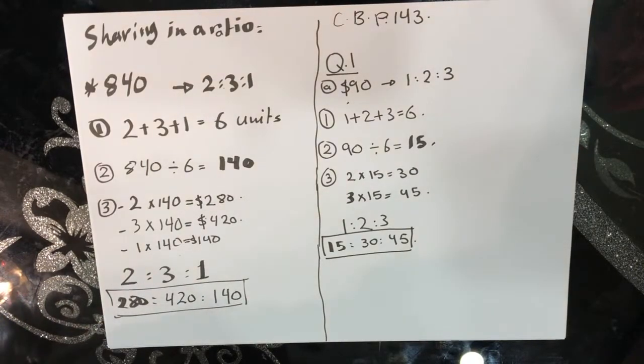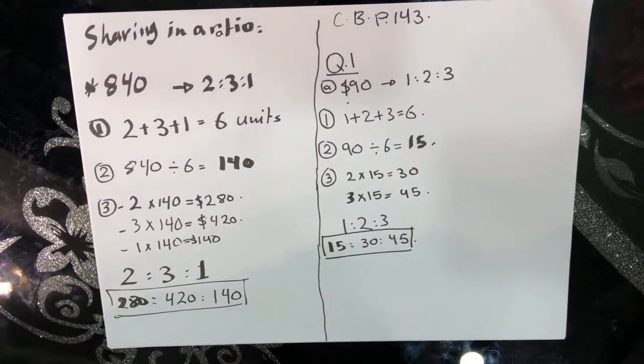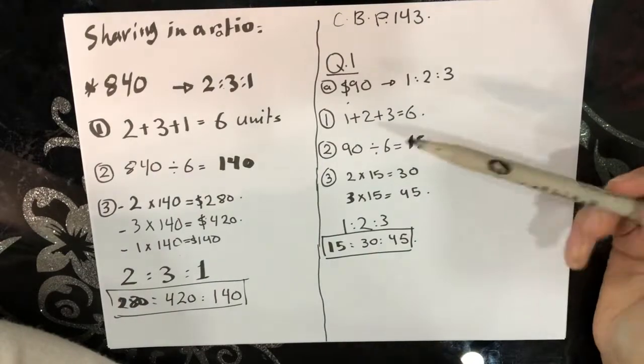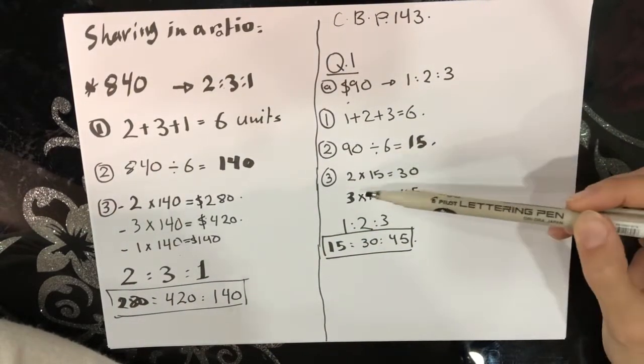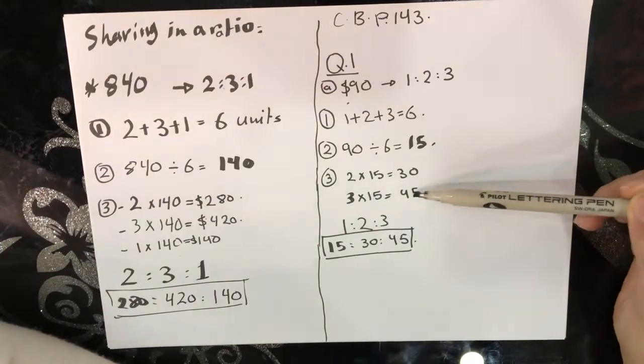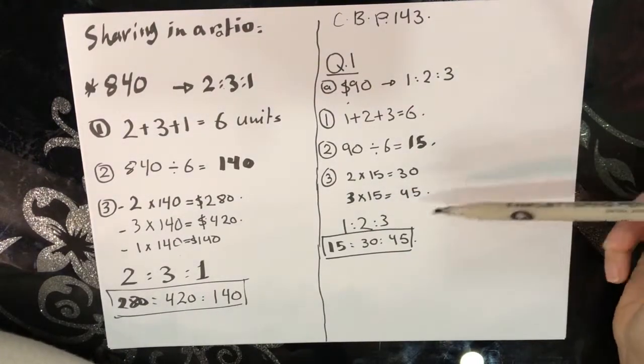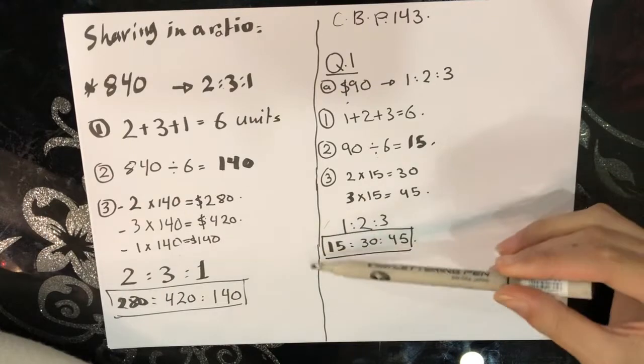Of course, your final answer can be written as this, not as a ratio. You can say the person with the 2 will get 30, the person with the 3 will get 45, the person with 1 will get 15. You don't have to write the ratio in this form.